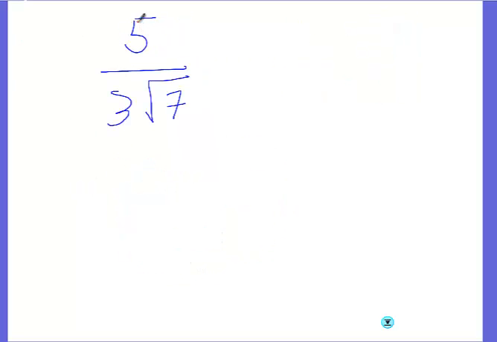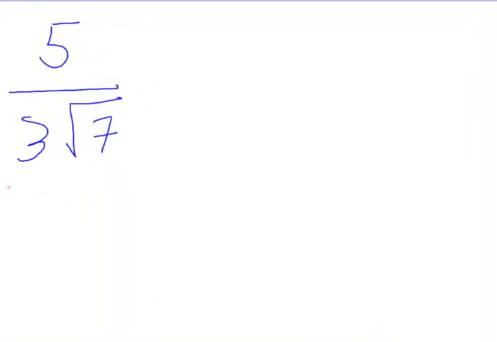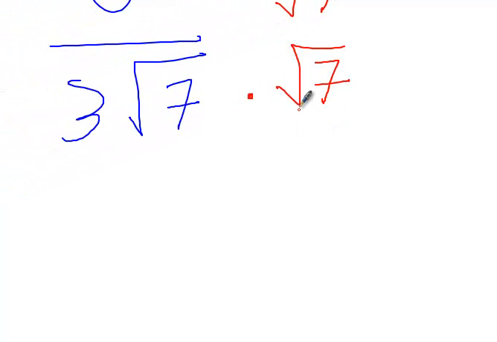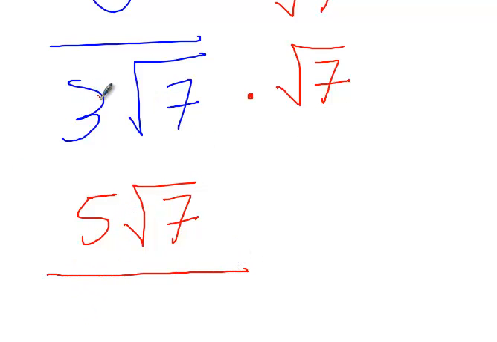Next one. 5 over 3 radical 7. Okay? We can't do anything with the 5 and the 3. They just stay the same. But we do have a square root of 7 on the denominator. Again, that's not allowed. So the way you get rid of it is you multiply top and bottom by just the square root of 7. Okay? So now it becomes 5 radical 7, since 5 times radical 7 is 5 radical 7, over 3 times radical 7 times radical 7.